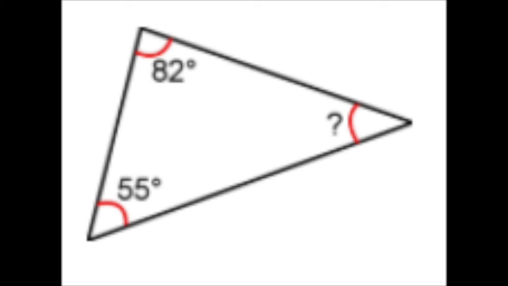Figure it out? Awesome. So when we add 55 plus 82 plus our mystery angle, those should all equal 180, right? All right, make sure you've got that. Now that we've done that, did you get 43? If you didn't, please try it again. If you still don't understand, rewatch the video. It's short, you'll figure it out.